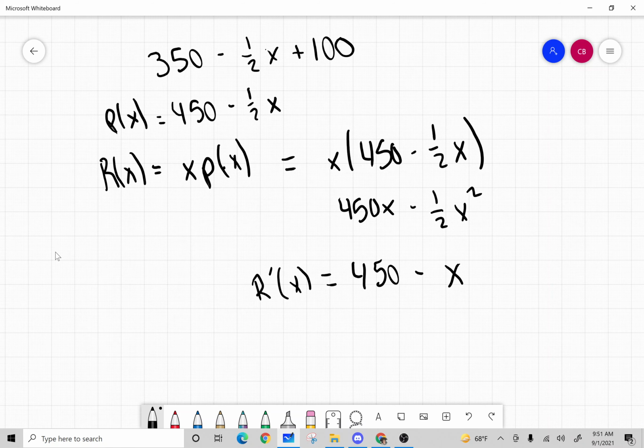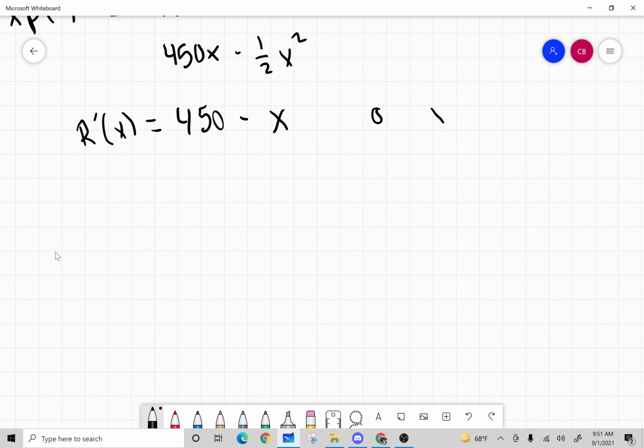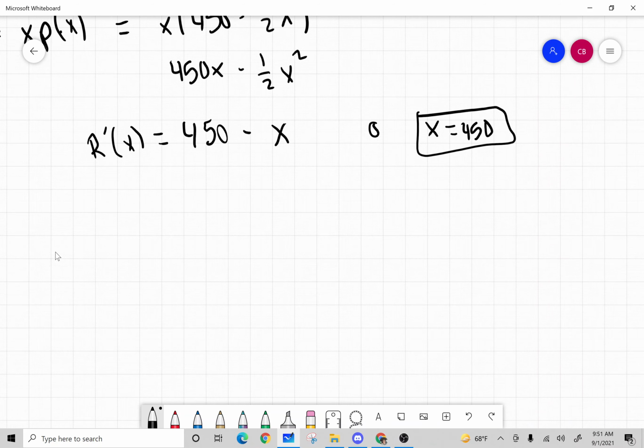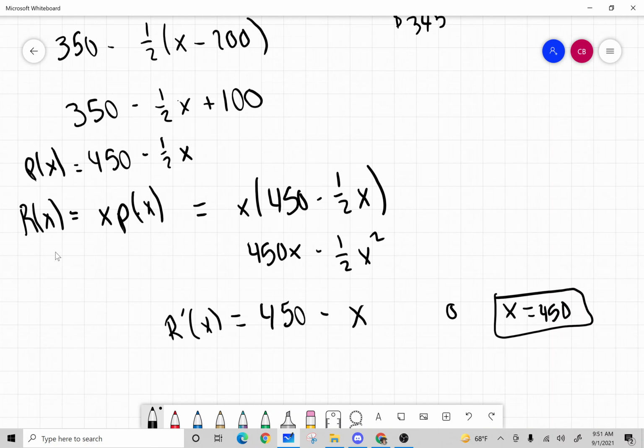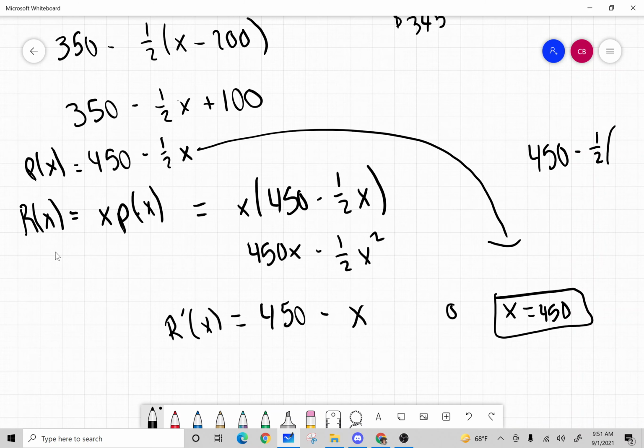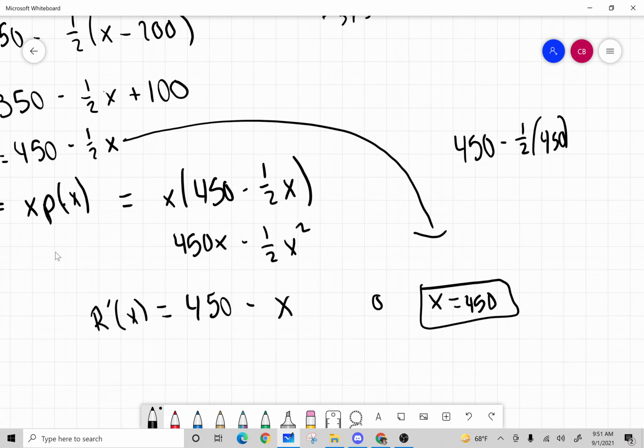By taking the derivative, and so then if we set that equal to 0, then X is equal to 450 TVs. Okay, so they need to sell 450 TVs. That will effectively maximize the revenue. And so if they're going to sell 450 TVs, we can plug that into this one. So we've got 450 minus 1/2 of 450. So I think it's 275. No, 225. So we've got 450 minus 225, which is equal to 225.